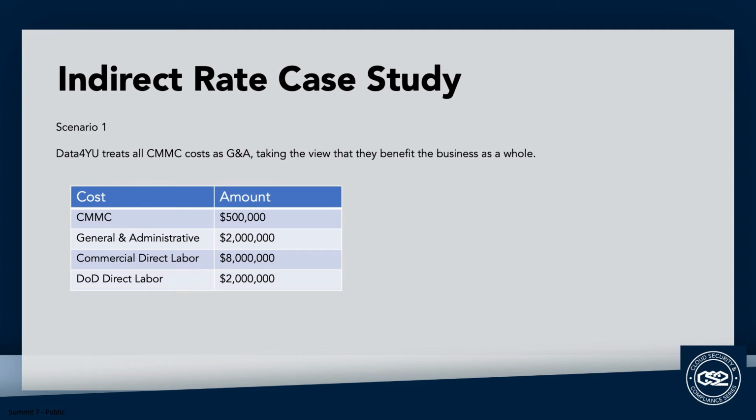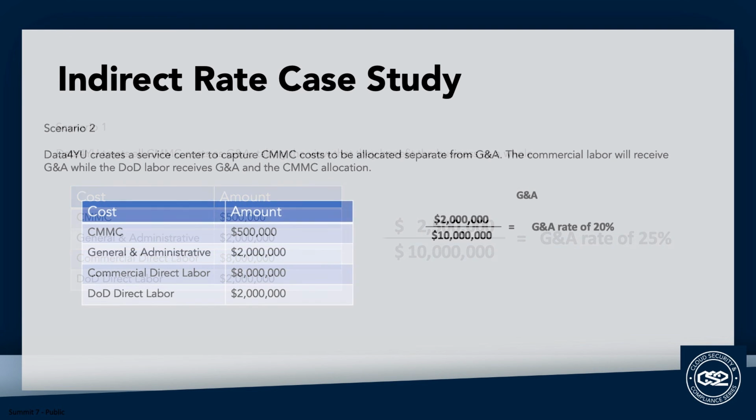We're going to treat these costs just as we've been treating IT and security costs in the past in our G&A pool. Well, in that scenario, you add the $500,000 to your $2 million, spread it across your base, you have a G&A rate of 25%.